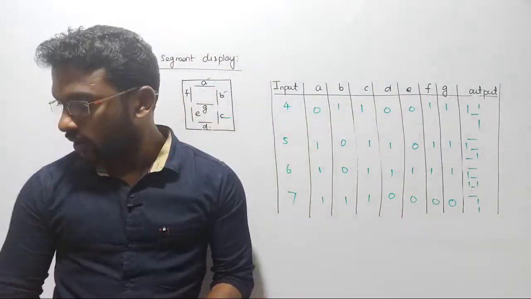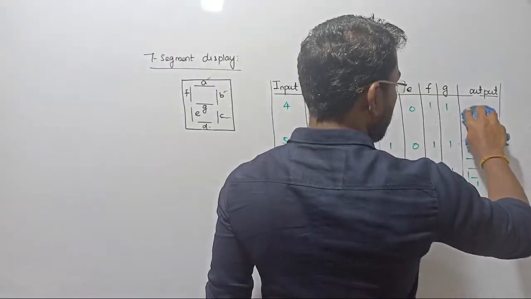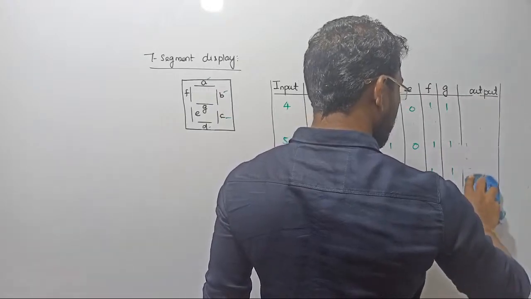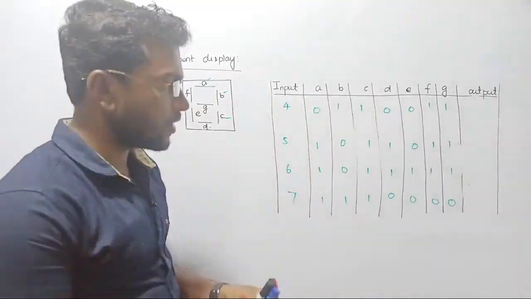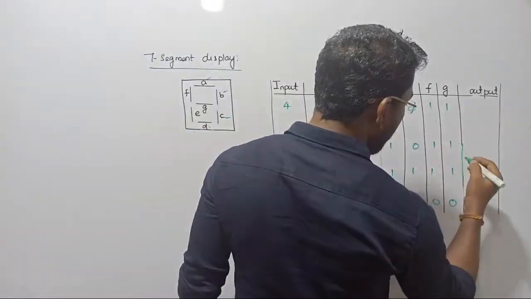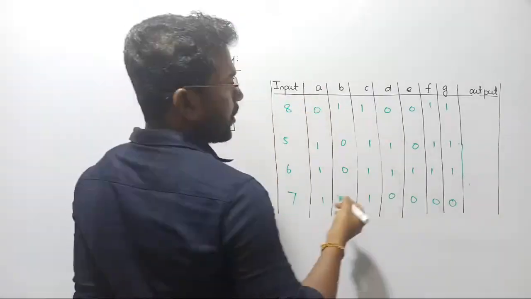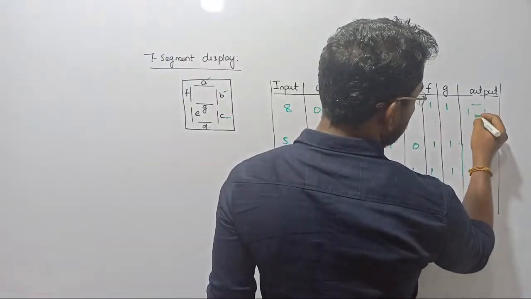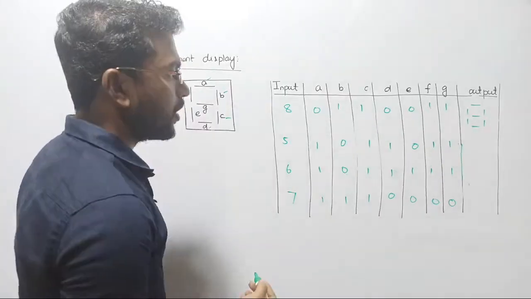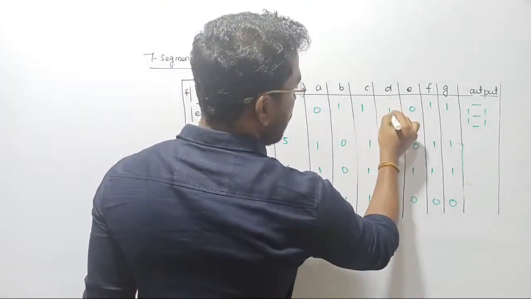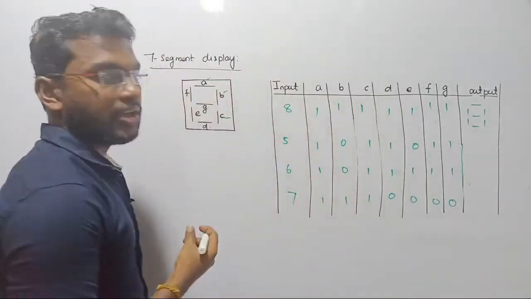Let us discuss 8. Next we should design 8 and 9, and finally we are going to end up with 9. Let me consider 8 here. How will 8 look? 8 is like this. For 8, all bits should be activated. 8 means all segments will be turned on, so it will glow such that you can observe 8 in the display.